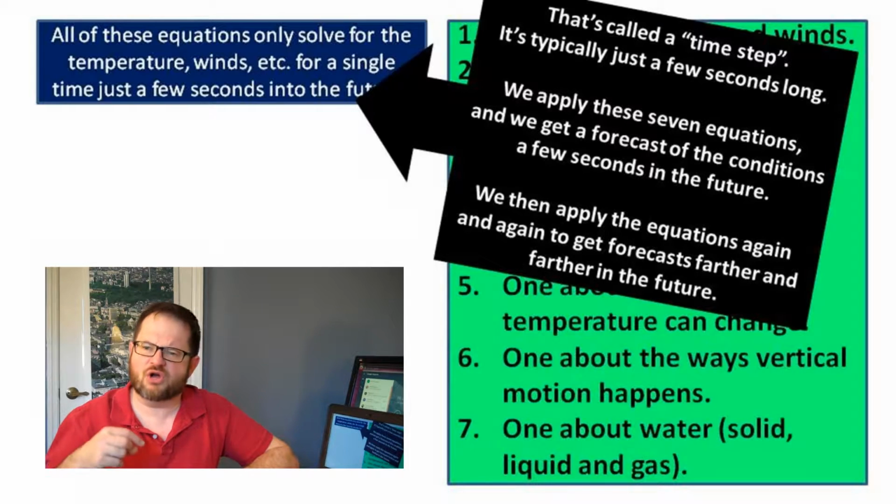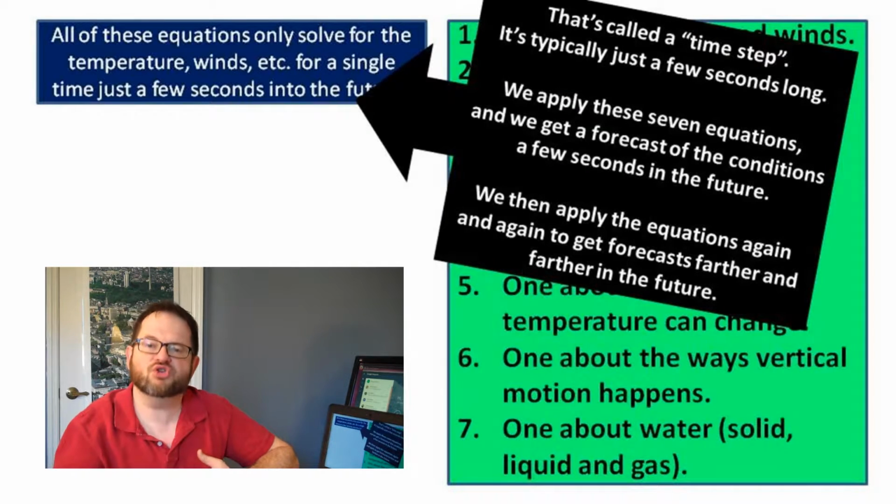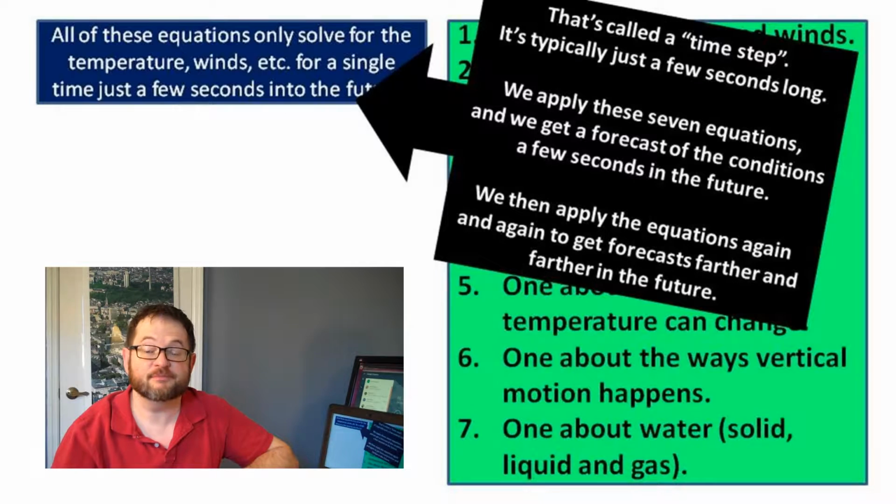But all of these are a set of equations that together, 7 equations and 7 unknowns, solves for how the atmosphere is changing due to its physics. How its motion is changing, how the amount of moisture in it is changing, how its pressure is changing, how the winds are changing, and so on. I don't mean on climate scales, I mean from second to second.